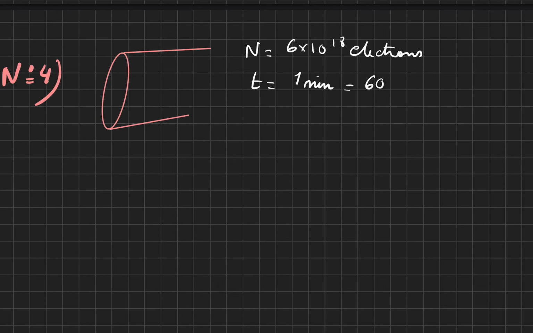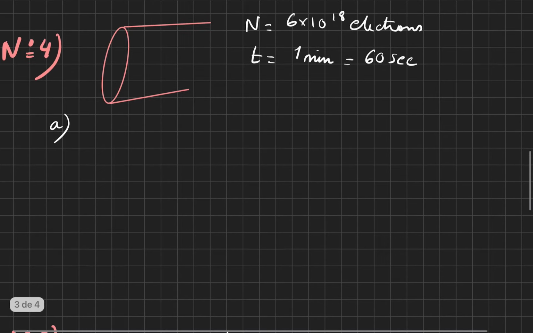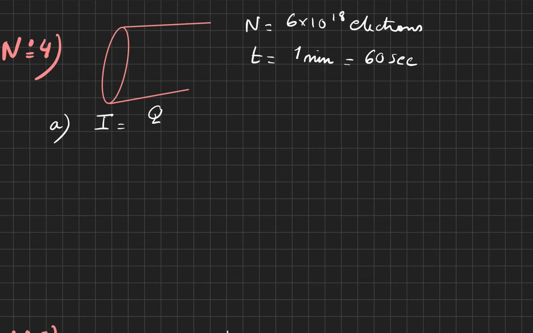I want this 1 minute in the SI unit, that's in second. 1 minute is 60 seconds. So the number of electrons that passes each 60 seconds is 6 times 10 to the power 18 electrons. The first question, part A, they're asking us, calculate the current in the wire. Let's calculate the current in this specific wire.